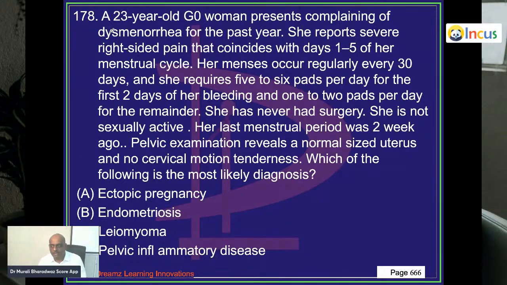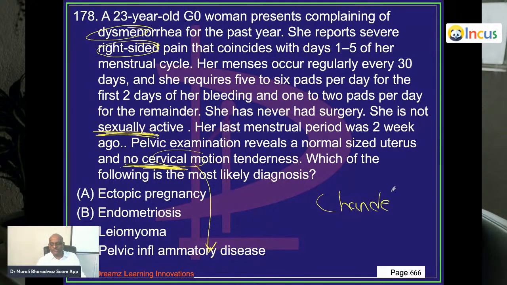23-year-old, dysmenorrhea, severe right-sided pain, and she is not sexually active, no cervical motion tenderness. See, cervical motion tenderness means pelvic inflammatory disease. What is that called?